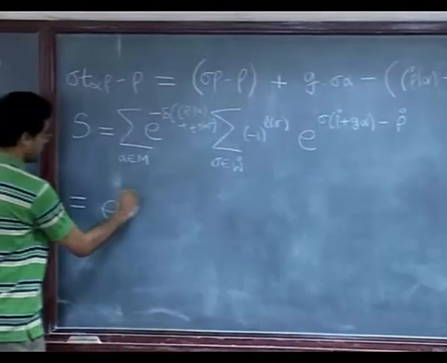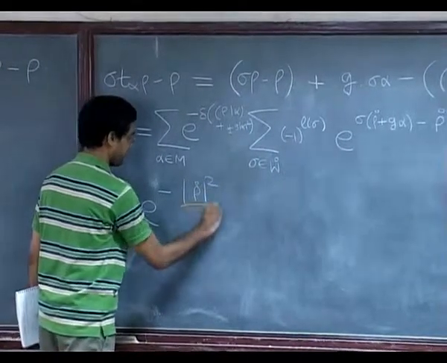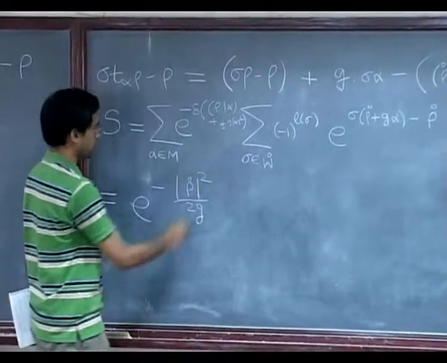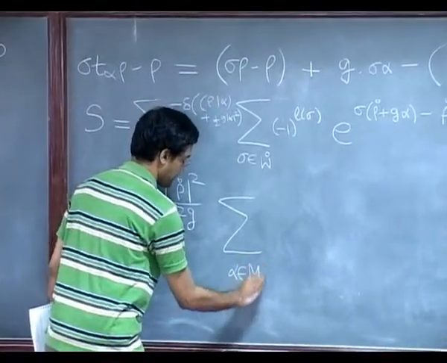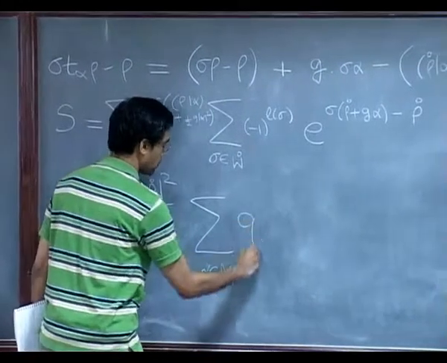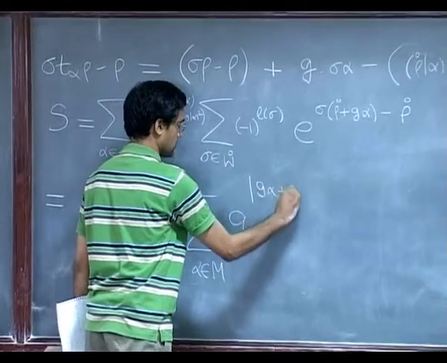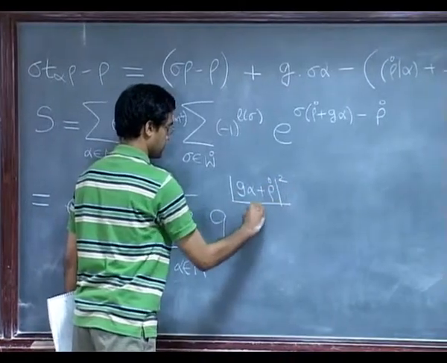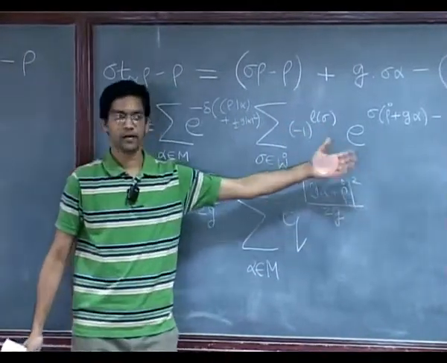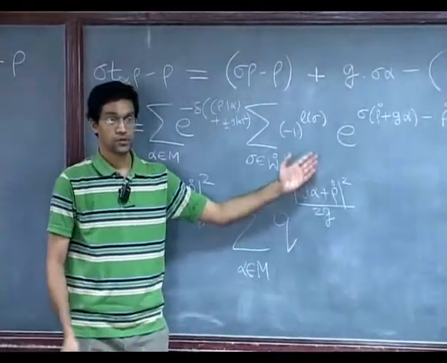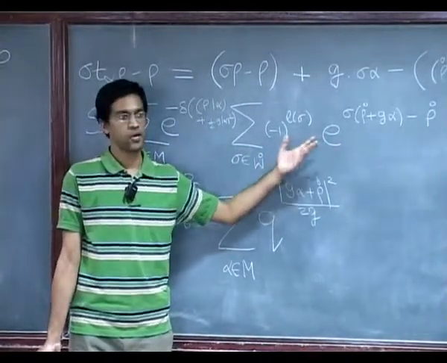Okay, so let's just see. E to the minus, what's the extra term? Minus rho dot square by 2g. That's the term on the outside. Now this becomes a sum over alpha in n. Let's write this term in terms of q: q to the g alpha plus rho dot square by 2g, some quadratic term, and the term which looks like the numerator of a Weyl character. Let's make it actually look like a Weyl character.